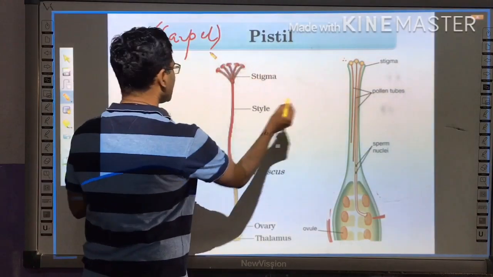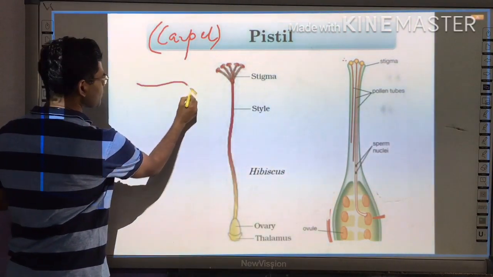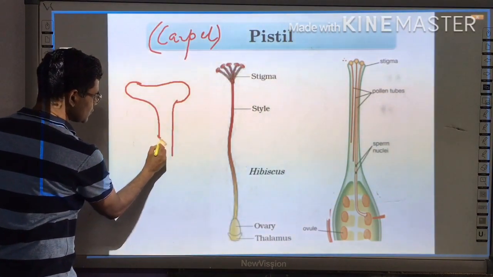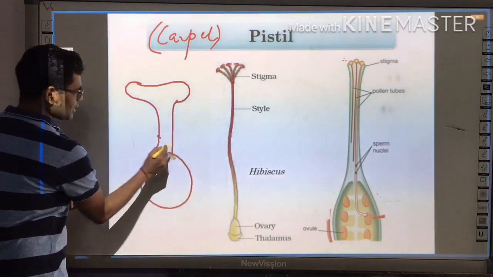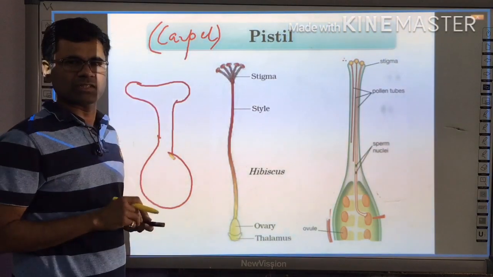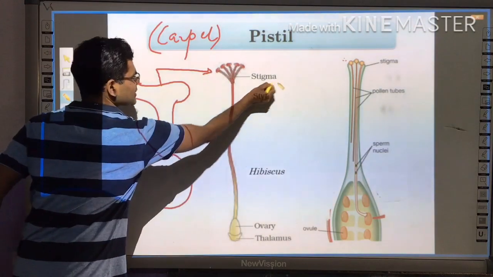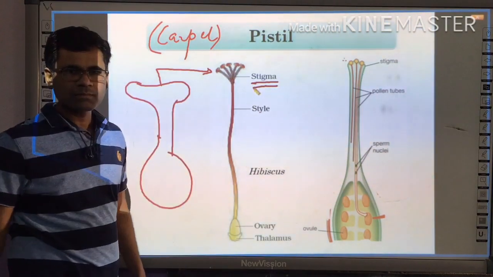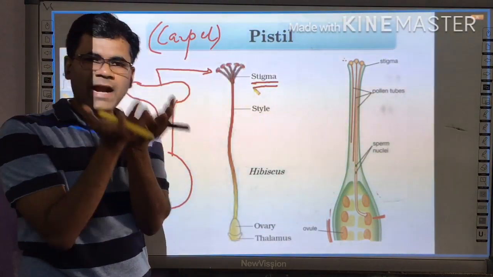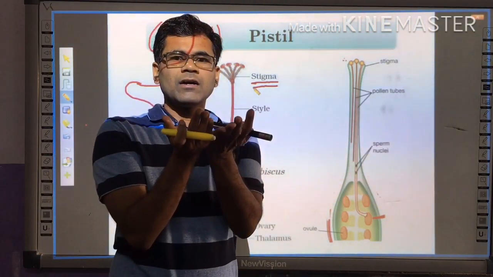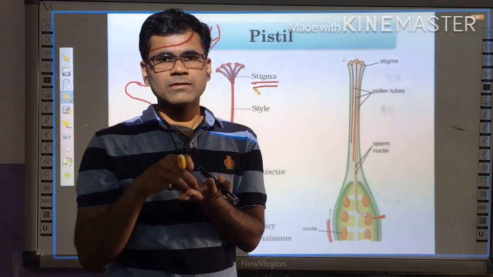The first one is a top flattened structure. You all must have seen it, you have studied it in class 10th also, roughly something like this structure. So this flattened structure is called the stigma. This stigma is flat in structure and it is responsible for the resting of pollen grain.